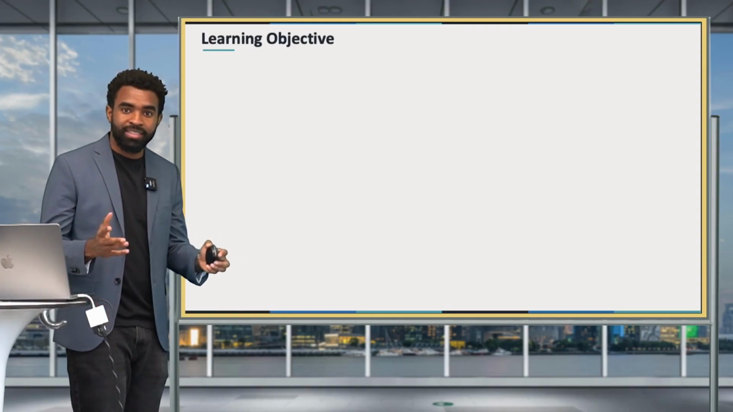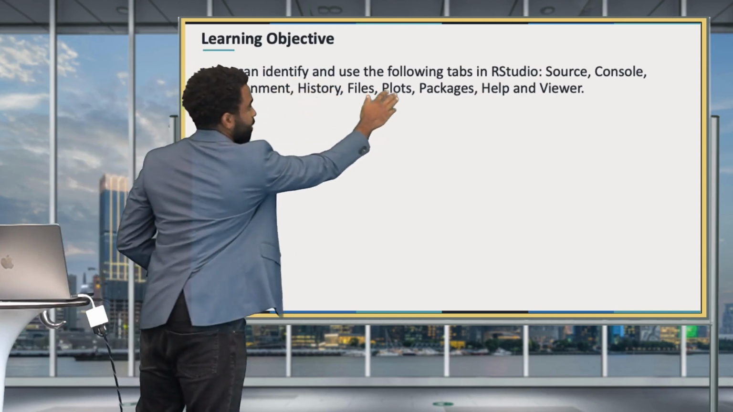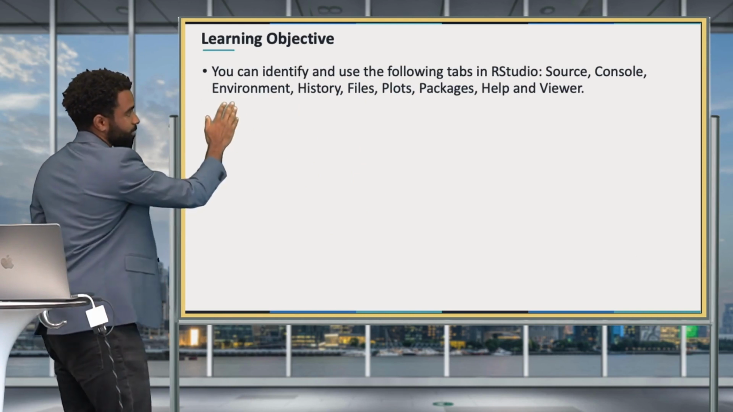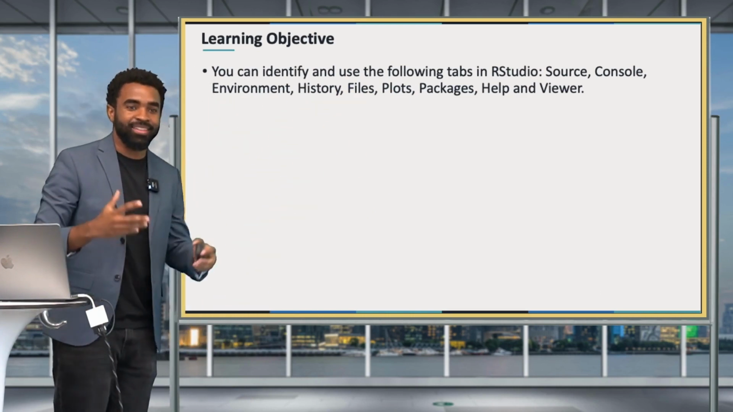Your learning objective for this session is that you can identify and use the following tabs in RStudio: the source, the console, the environment, the history, the files, the plots, the packages, the help, and the viewer.